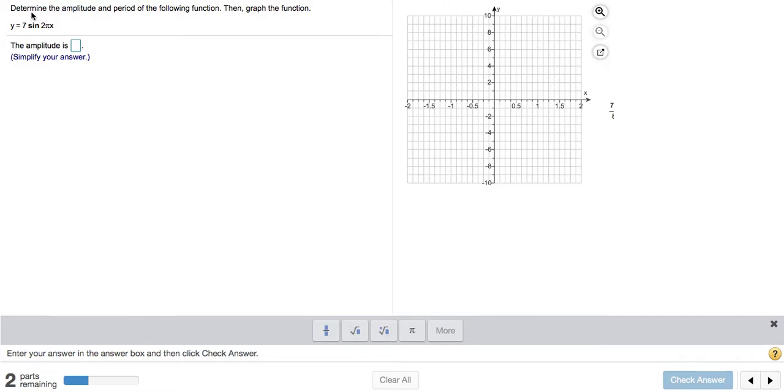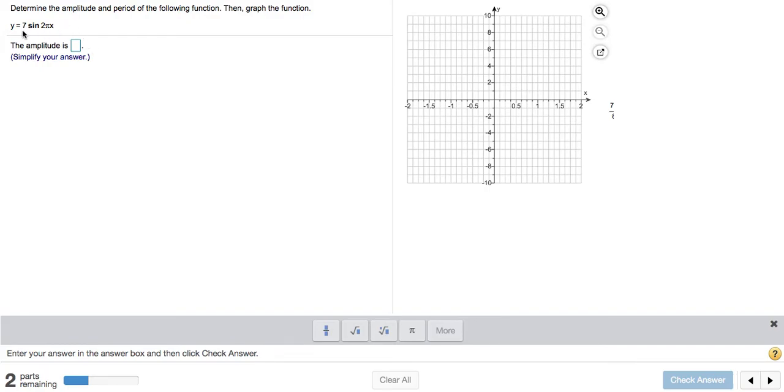For this question, we want to determine the amplitude and period of this function, y equals 7 sine of 2 pi x, and then we'll graph the thing over here in the xy plane. So to start with, we're asked for the amplitude, which is how far the trig function oscillates from the x-axis.